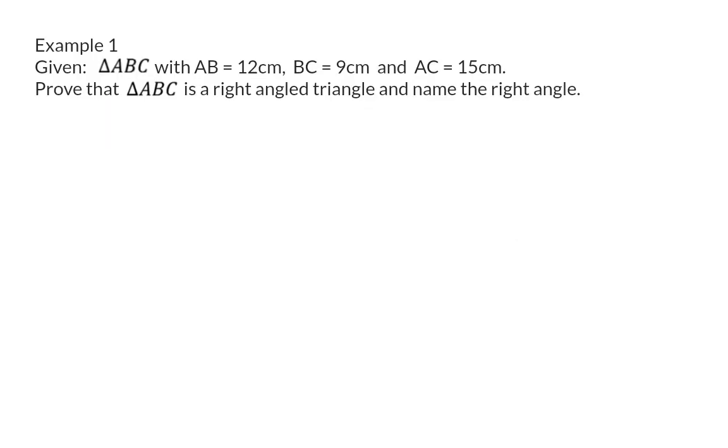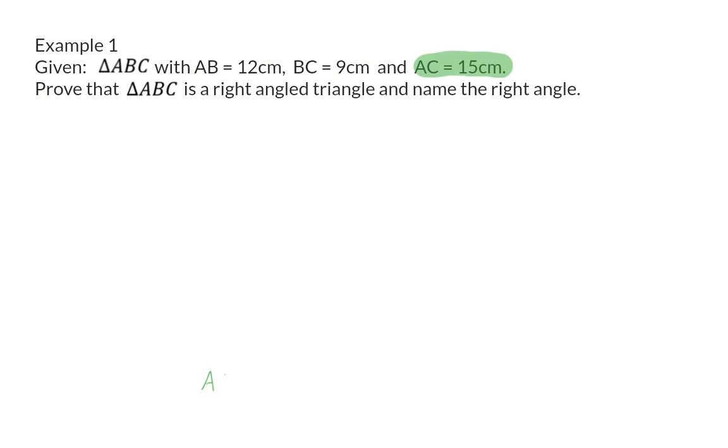Example 1. Given triangle ABC with AB equal to 12 centimeters, BC 9 centimeters, and AC 15 centimeters. Prove that triangle ABC is a right-angled triangle and name the right angle. Here we are given 3 side lengths, but because we don't know which type of triangle it is, we don't know if there's a hypotenuse. We do, however, know that if there is a hypotenuse, it will be the longest of the 3 sides. So now we can test whether that is the hypotenuse.